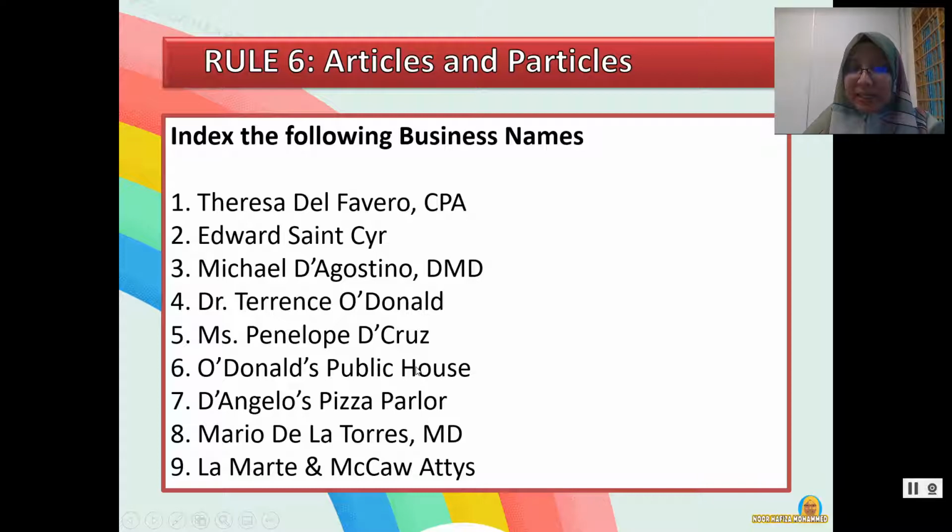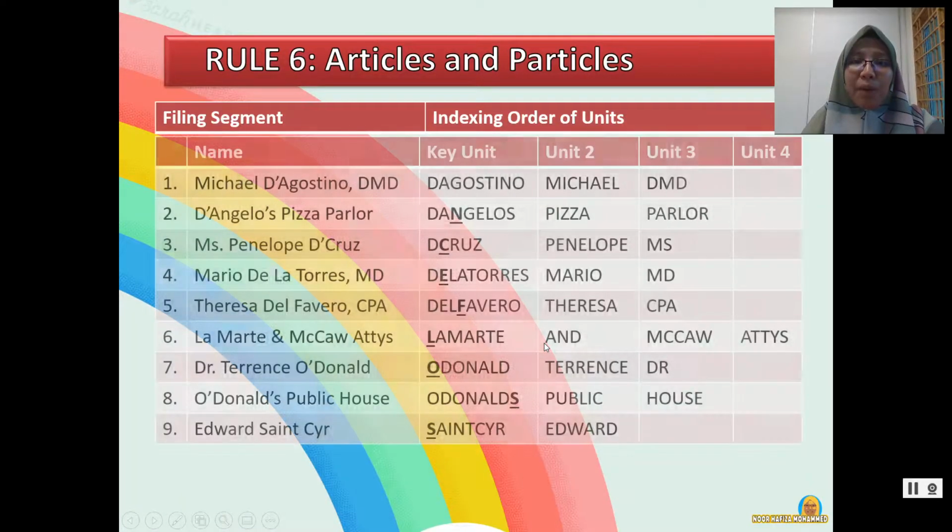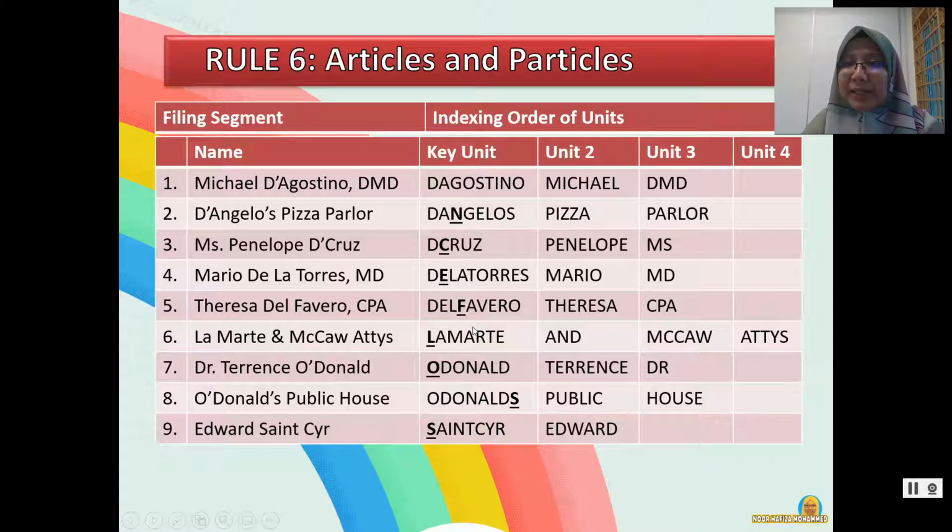This one is a business name. O'Donnell will be what we call the key unit because this is a business name. For a business name, you need to index as written. Okay, Mario de la Torres, you need to close up this one, and this one will be the key unit. This is the suffix. And La Marte and Metcalf is also a business name. Do it by yourself first and then you can refer to the answer here.